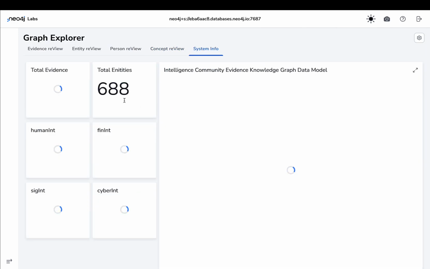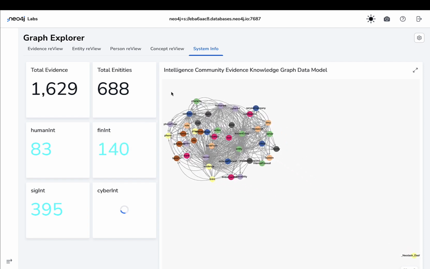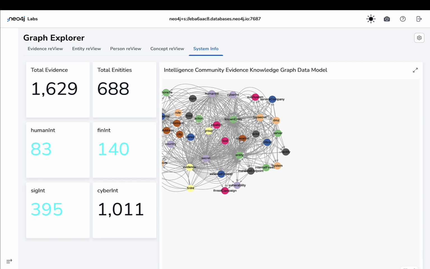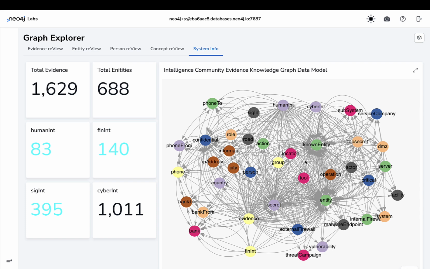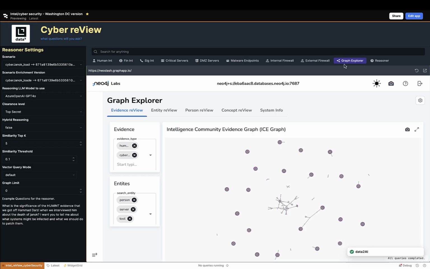Last thing here is really just our knowledge graph itself. So we've got an evidence-based knowledge model that runs this whole thing, which really keeps track of all of the different types of entities and evidence that we have in the system and how we classify everything. This is really the type of information we're reasoning over. And then we have a summary of how many pieces of intelligence we're actually looking at here. So it's a quick summary of all the information we have in the system. That's what the Graph Explorer does.